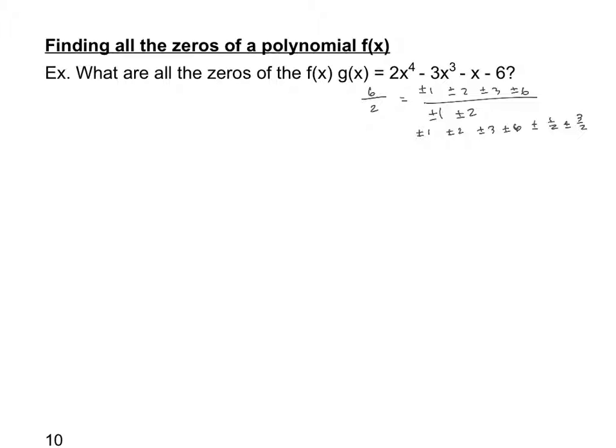And so when I do my numerator over denominator, I get plus or minus 1, plus or minus 2, plus or minus 3, plus or minus 6. Then I get plus or minus 1/2, and I already have plus or minus 1. Then I add plus or minus 3/2, and I already have plus or minus 3 there. So here are all the possible rational roots. What we're going to do is put this function into the graphing calculator to give us somewhere to start.